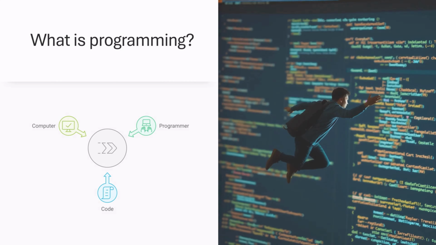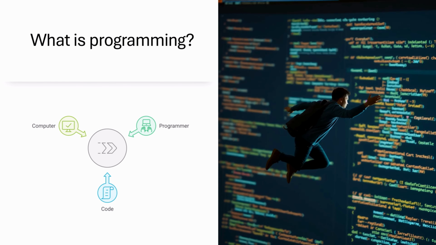Let's start with a fundamental question. What is programming? At its core, programming is the art of instructing a computer to perform specific tasks. You, the programmer, write a series of instructions. We call this code, and the computer follows these instructions precisely.